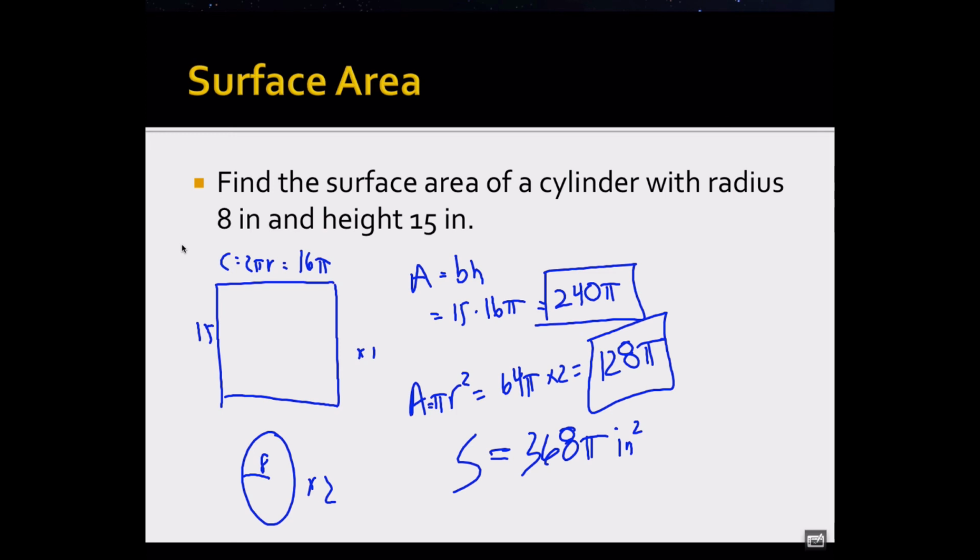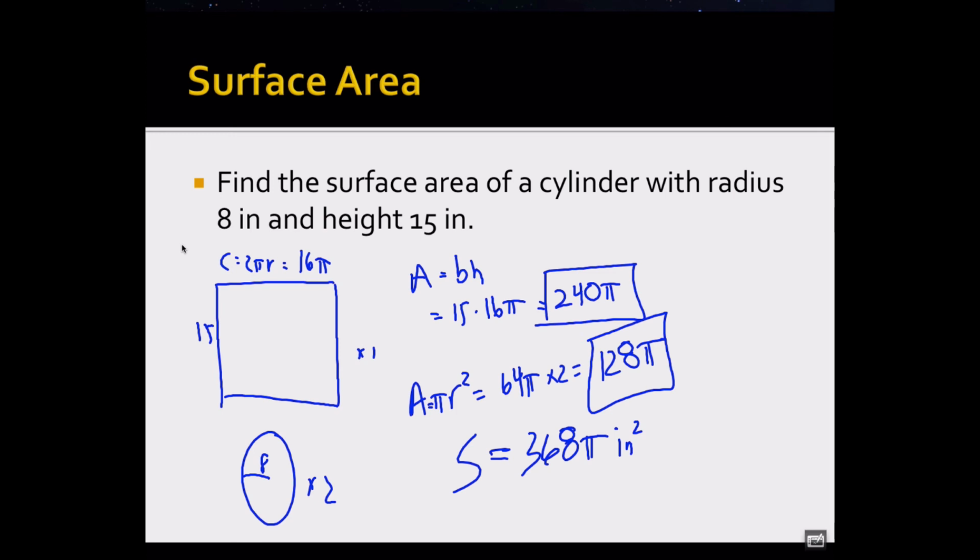Okay. And again, I did it by breaking it into surfaces. I know that the rectangle is going to have a height of 15 and a length of the circumference. So I did the circumference calculation up here. 2 pi r gives me 16 pi. So the area of that is 15 times 16 pi, which is 240 pi. I got two circles, a top and a bottom. Pi r squared, 64 pi times 2 is 128 pi. Add all that up, and you get 368 pi, or whatever the decimal equivalent of that would be.